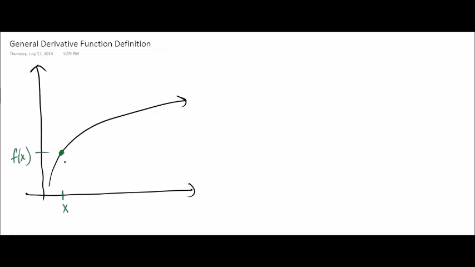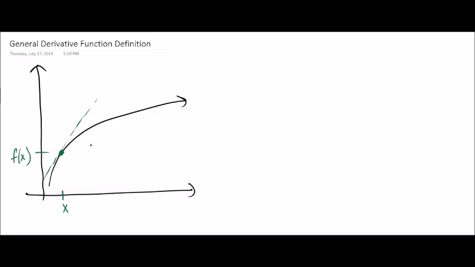Let's draw a generic function. It looks something like this. It doesn't matter what we use. I use this graph because I think it's the easiest to illustrate that point. And let's say I want to know the instantaneous rate of change, that is the slope of the tangent line at this x value. I'm going to call this here f of x. And I want to know the slope of this tangent line.